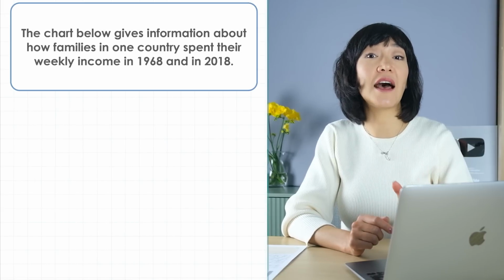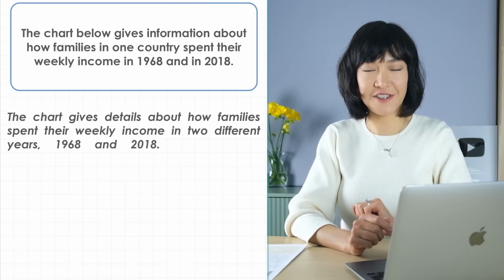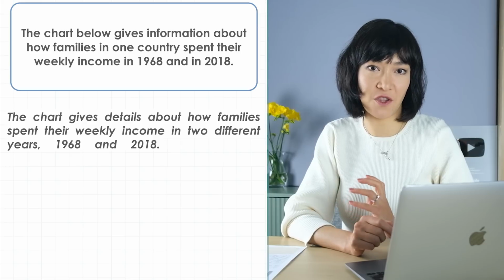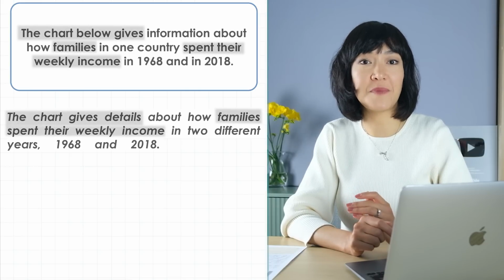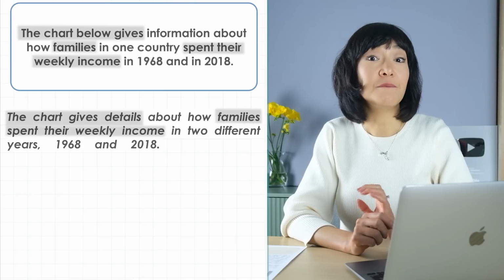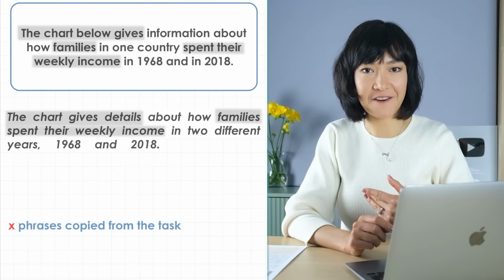The problem is that this answer already has 2 big mistakes. Can you spot them? Look at the first sentence. It's just repeating the words from the question. The chart gives details. Families spend their weekly income. Make sure you're not copying phrases from the question, but paraphrasing.